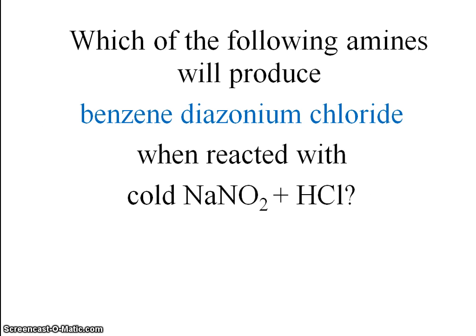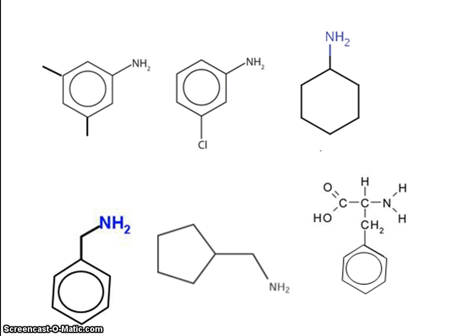Have a look at the following amines and decide which of them could produce the benzene diazonium chloride when reacted with the sodium nitrate(III) and HCl. So which of these molecules will react? You can choose out of those 6, which of those will react with sodium nitrate(III) and hydrochloric acid.